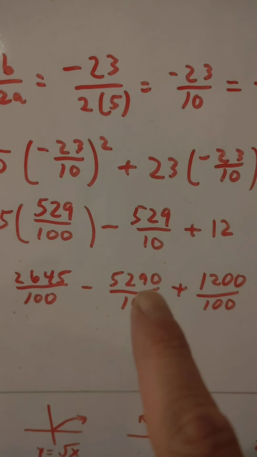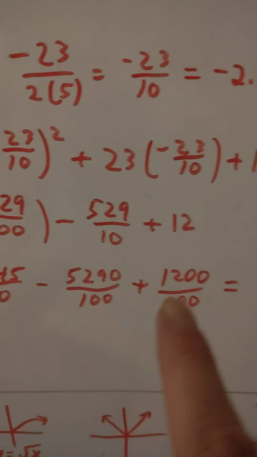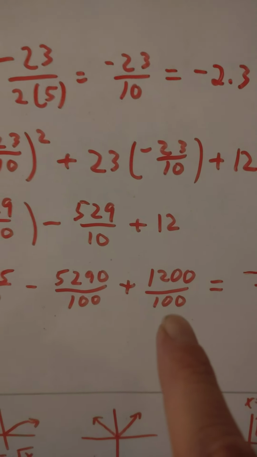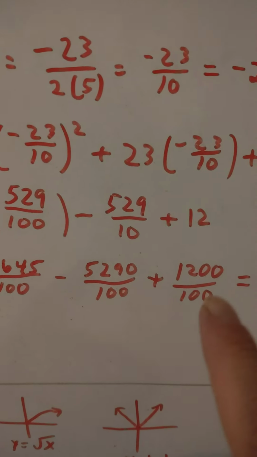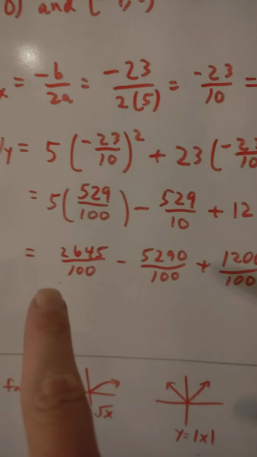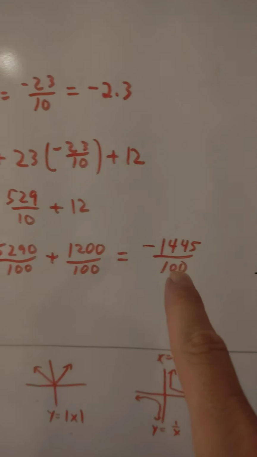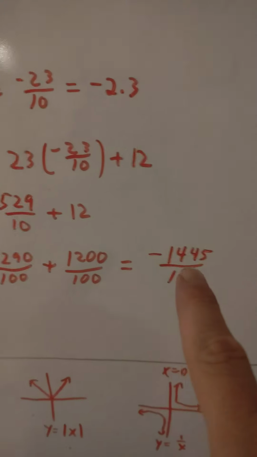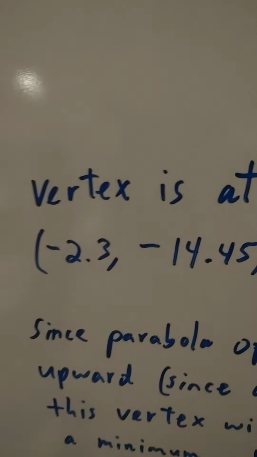So what's 529 times 10? You just add a 0 to it. Okay, and then what's another name for 12 with the common denominator of 100 as the denominator? Just multiply the numerator by 100. 12 times 100 is 1200. And then let's simplify that. Notice when you're adding up like fractions, you keep the same denominator and add up the numerators. And when you add up those three numbers, you get that. So that's the y-coordinate of the vertex. So there's the vertex right there.